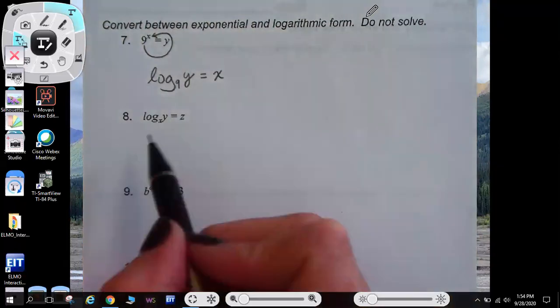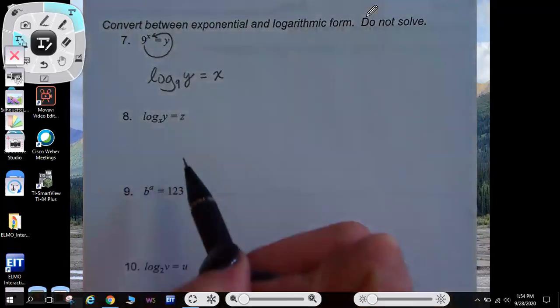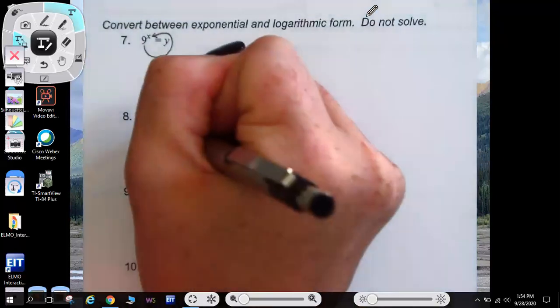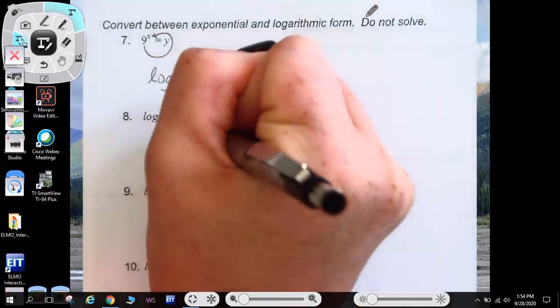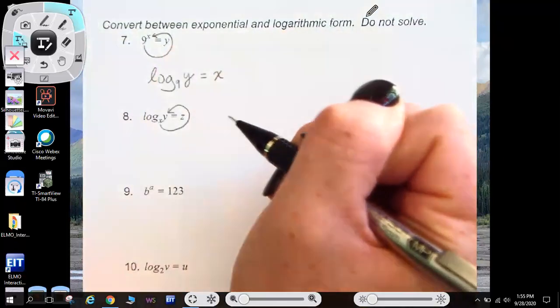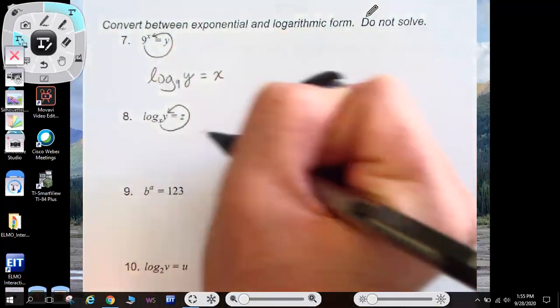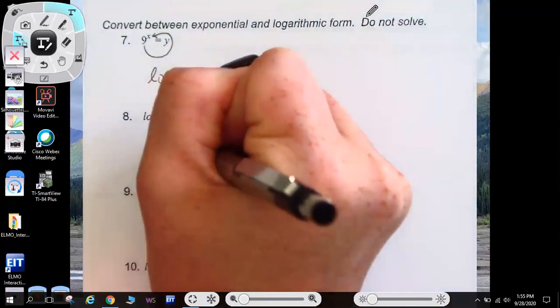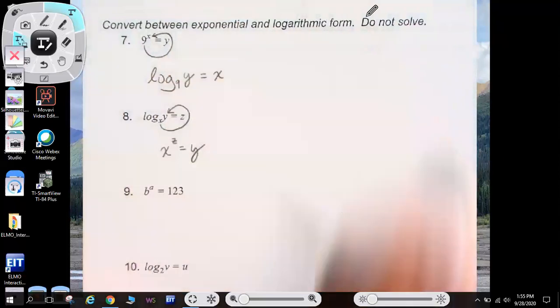On number 8, we're trying to change from log form to exponential form. So if you need to use the loop trick, you start at the base, which is x, and draw a counterclockwise loop. And since we're changing it out of log form, we're leaving off the log, and we just follow our loop. X to the z power equals y.